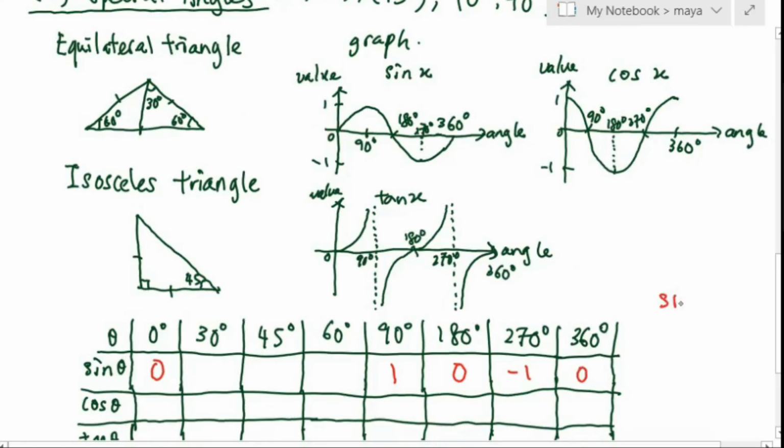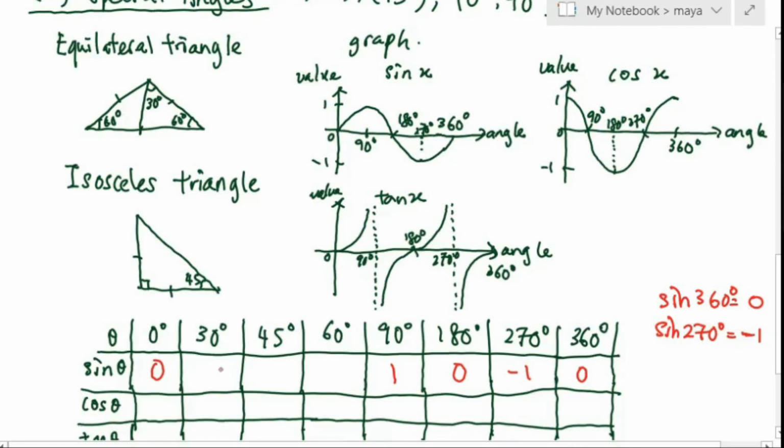So when you have sine 360, you have 0. When you have sine 270, you have -1. So this is what I mean by trigo: the angle, and then equal to some value. Then we proceed for cos.